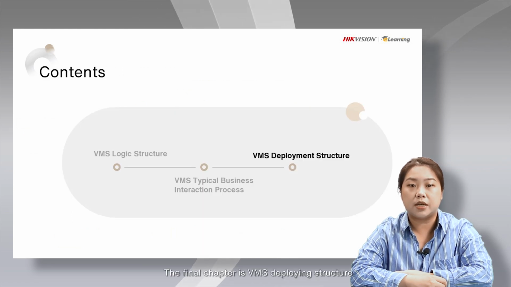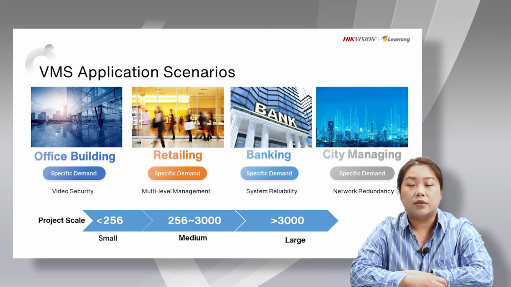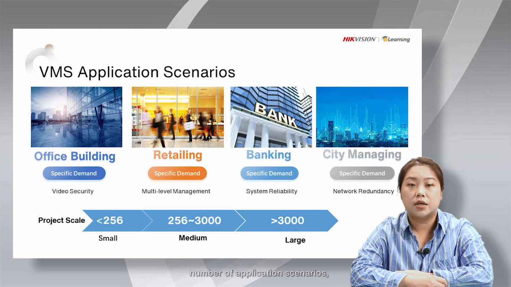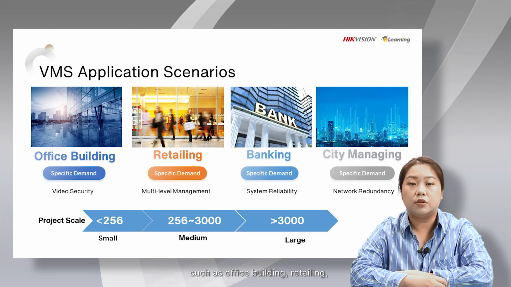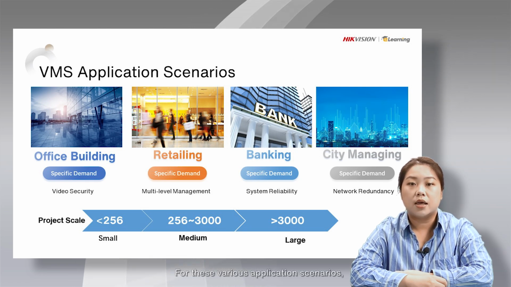The final chapter is VMS deploying structure. VMS is applied in an enormous number of application scenarios, such as office building, retailing, banking, and city managing. For these various application scenarios, they have their own specific demands.